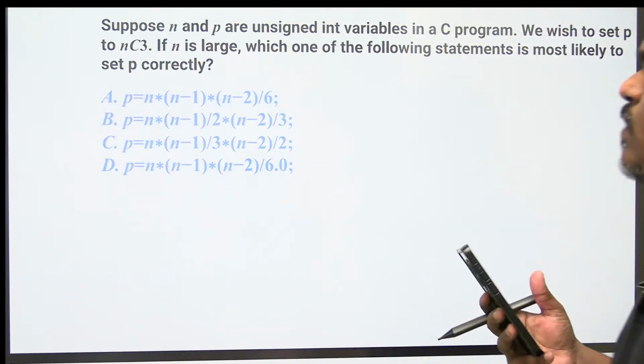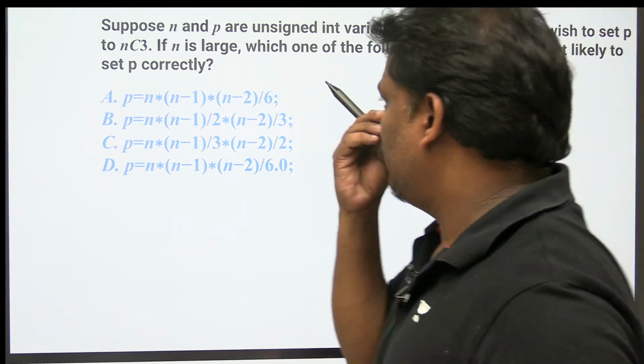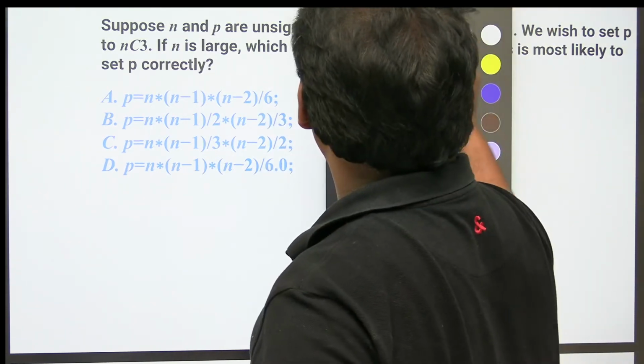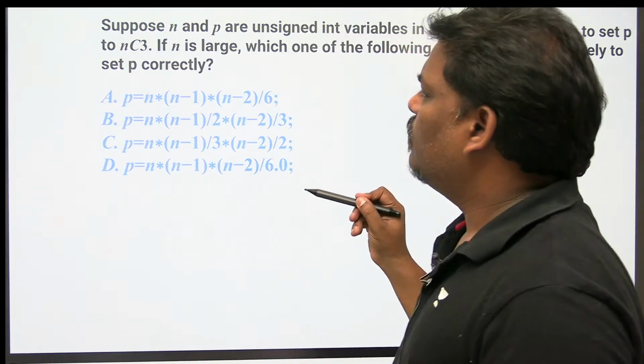Yeah, what is the answer for this one? Suppose n and p are unsigned integer variables in a C program. We wish to set p to nC3. If n is large, which one of the following statements is most likely to set p correctly? This is the given one. Let's check, I will try once. Can you help me?